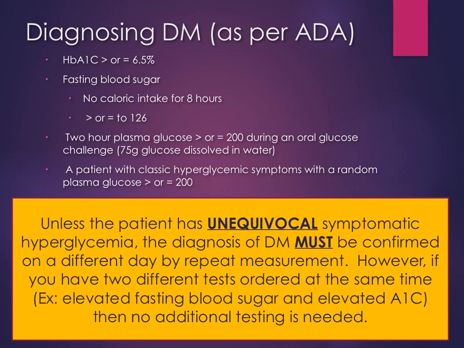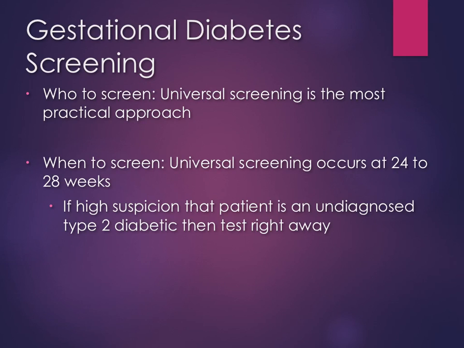Like if you happen to get a random glucose and a hemoglobin A1C, and they were both elevated, well then you have the diagnosis. Let's spend a few minutes talking about screening for gestational diabetes. First of all, who are we going to screen? All pregnant women. All pregnant women are going to get screened during their pregnancy. This is typically done between weeks 24 to 28 of gestational age. However, if you feel that your patient has undiagnosed diabetes, then you should be testing them right away.